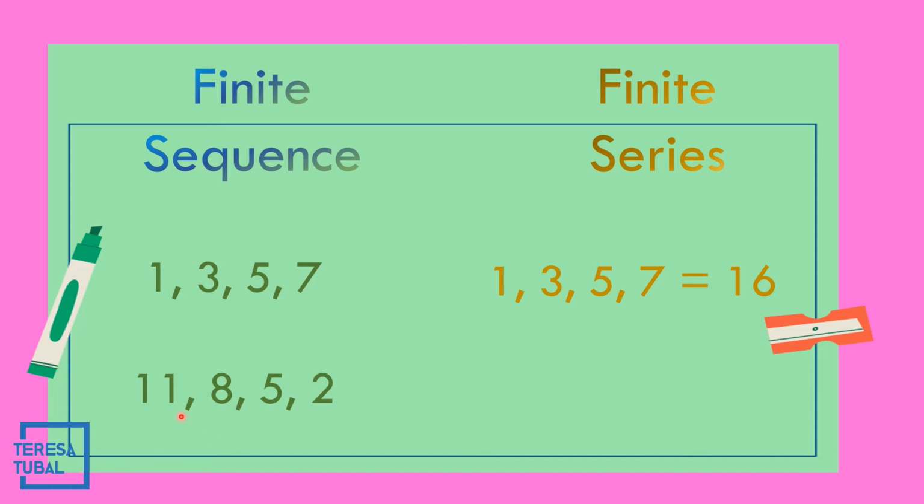Second example, 11, 8, 5, and 2. That is finite sequence. Our finite series, we need to add. 11 plus 8, that is 19. 19 plus 5, that is 24, plus 2, that is 26. So 16 and 26, that is the sum of the finite sequence.